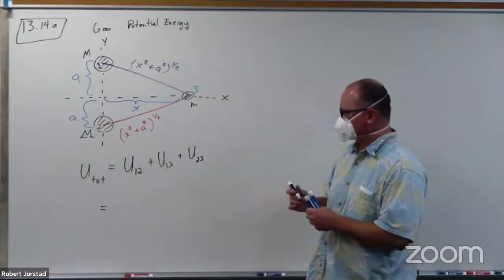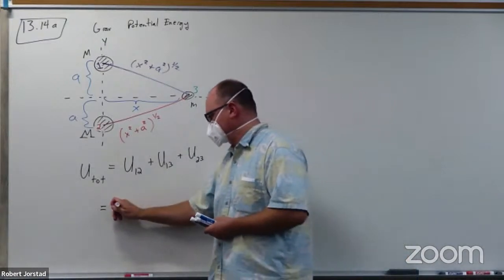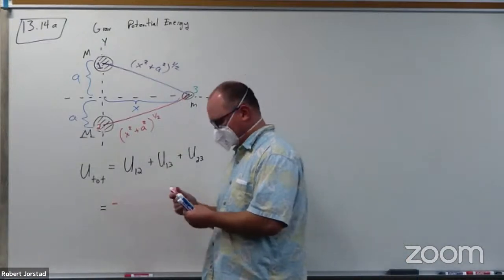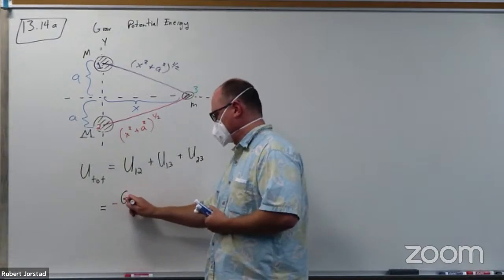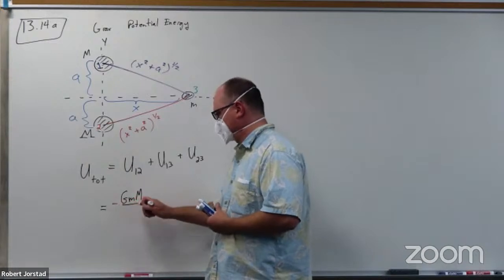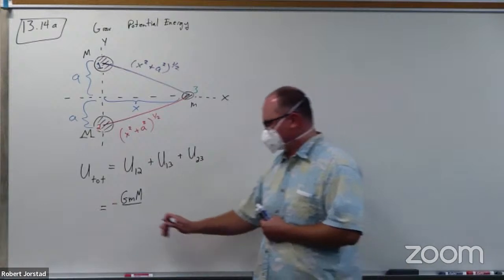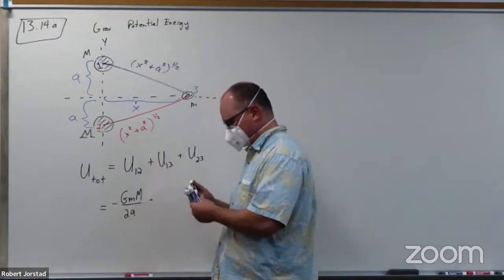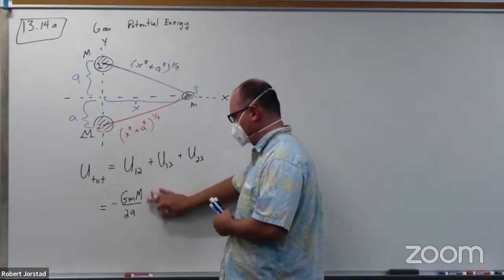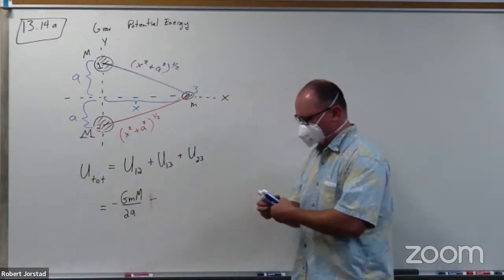So let's do this. U12 is going to be negative G M m. What's the distance between 1 and 2? 2A. That's 2A. Then I'm going to add the next term. I'm going to keep track of that negative. U13 should be.